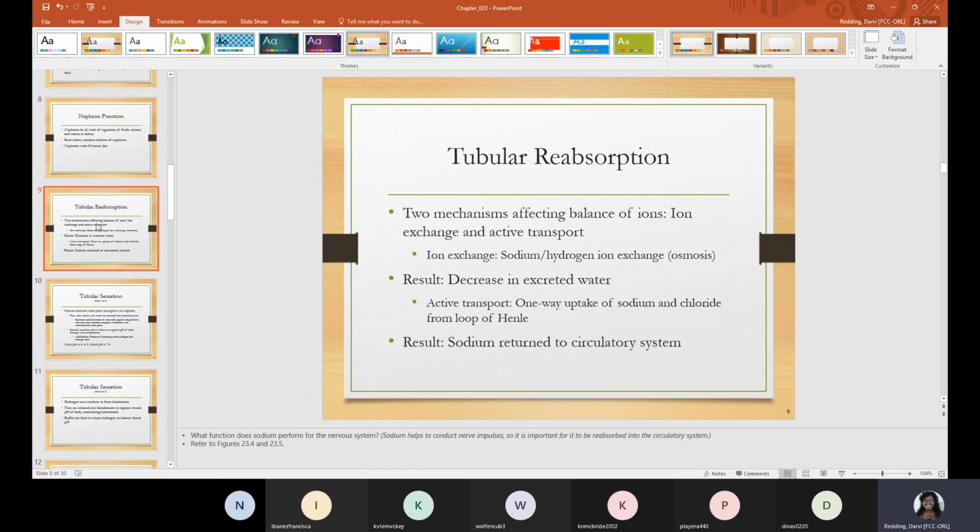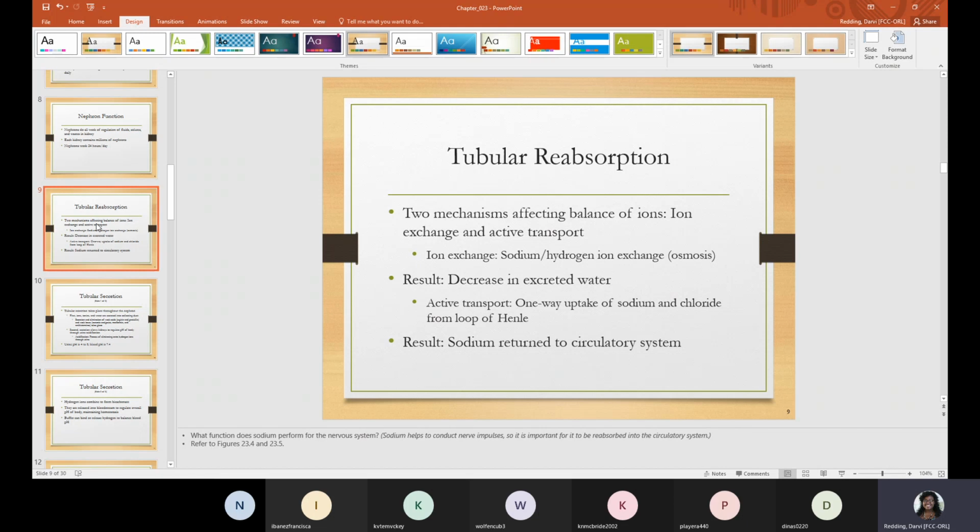As we continue to learn more about the renal system and the urological system, you'll learn about the tubular reabsorption. There are two mechanisms that affect the balance of the ions: an ion exchange and an active transport. Within the ion exchange, you have the sodium and hydrogen ion exchange, which is also the medical term for osmosis. And the result of the tubular reabsorption could be a decrease in excreted water.